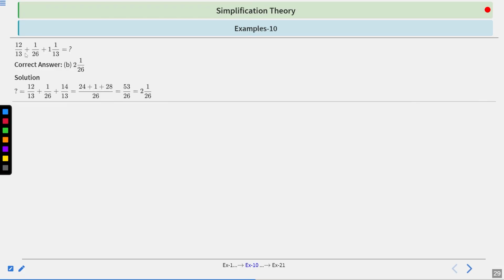So we can write it in the form of 12 upon 13 plus 1 upon 26. These two are in fraction form. And the third one we convert into fraction form. So it will become 14 upon 13. So LCM of 13 and 26 will become 26. So it will become 24 plus 1 plus 28, which becomes 53 upon 26. So when we divide it, we get 2 and 1 by 26. So B is the correct answer. Next one.